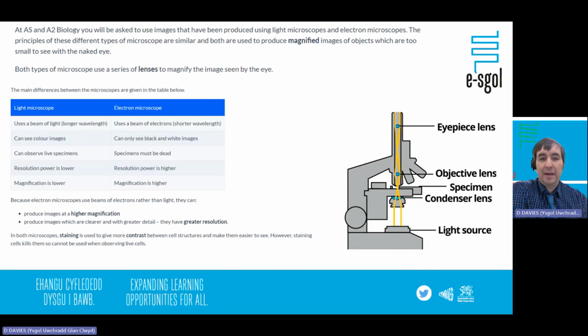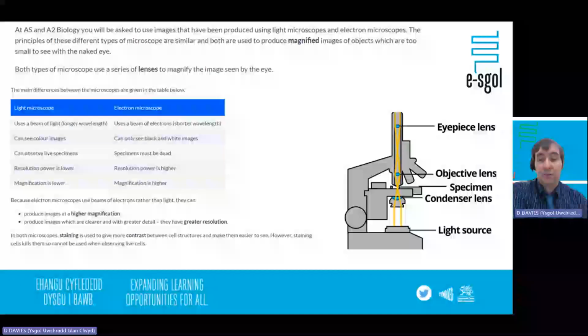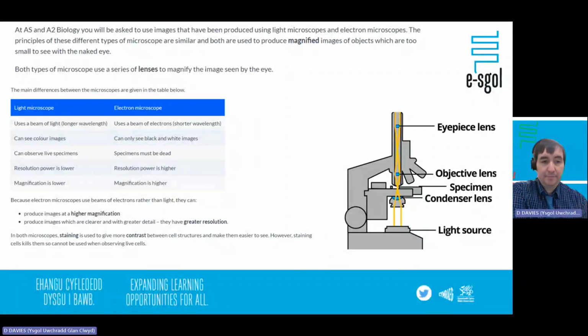Resolution is quite low power, although some light microscopes can have a magnification up to about 400, which is quite good for school. They are quite low compared to electron microscopes. And magnification obviously is low, about 400 times.